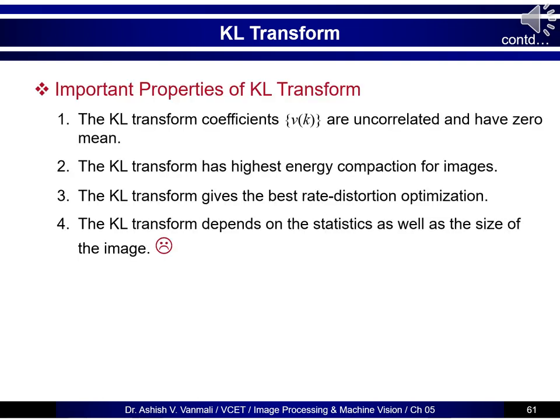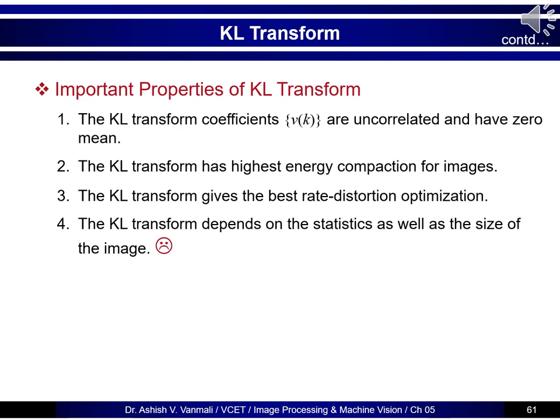Now before we conclude this chapter, let's see the important properties of KL transform. If you observe carefully, you will find that the KL transform coefficients are uncorrelated and they have zero mean. Also, we have seen that the KL transform has the highest energy compaction for images. The KL transform offers the best rate distortion optimization when it comes to image compression. However, there is one major drawback that the KL transform has. The KL transform depends on the statistics of the image. So you find the basis from the image itself, that is U and V.